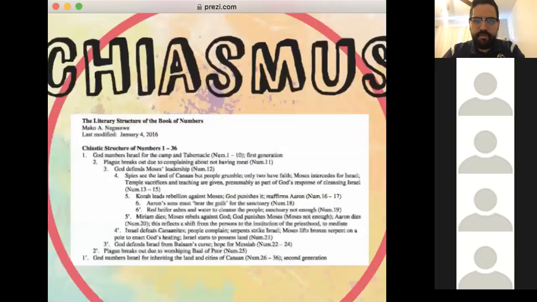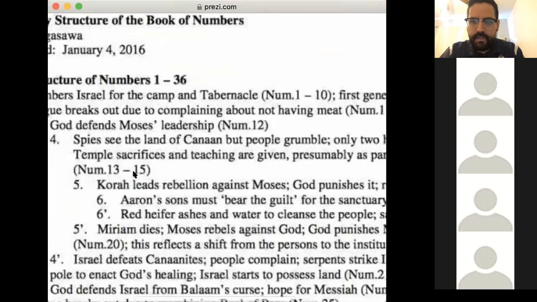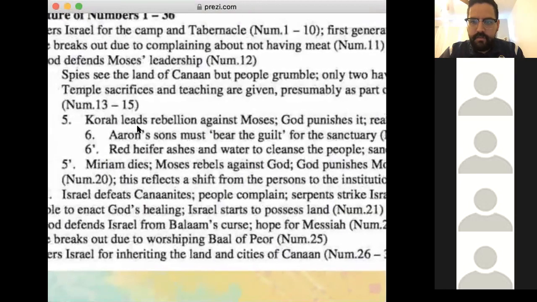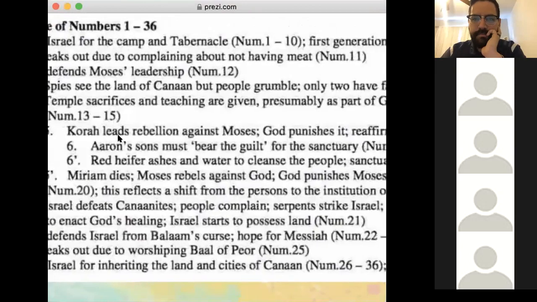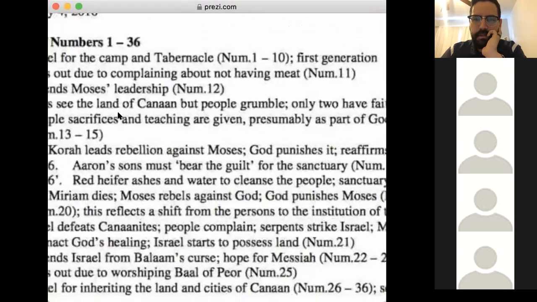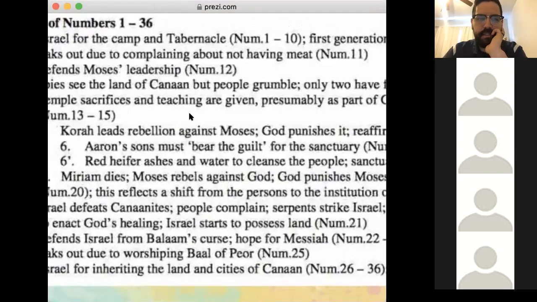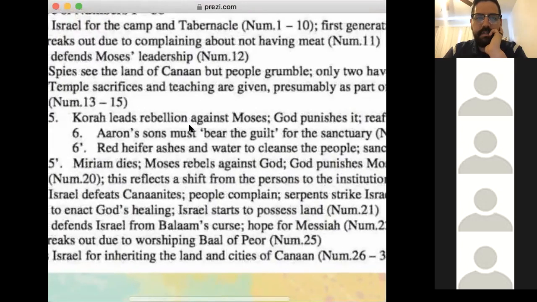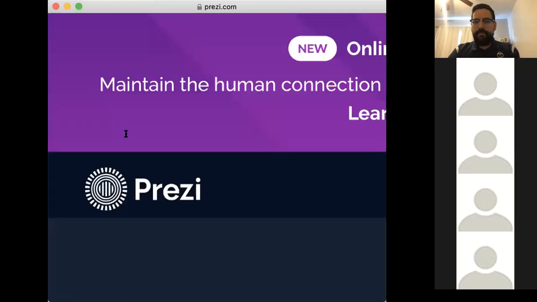And so as we're looking at this chiasm, what I do want you to take notice of, especially as we work through Numbers, to see here, let me see if I can zoom, there we go, that in this entire structure, you have in the middle and around the middle the story with Aaron and his sons bearing the guilt, and the red heifer and ashes to cleanse the people, and around that, this kind of rebellion story. That rebellion at the heart of Numbers, which again, sadly enough, is what Numbers often includes, as things go from bad to worse.